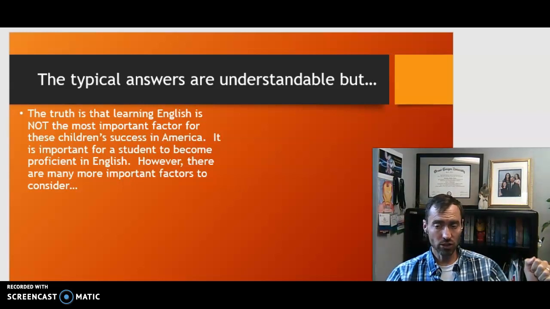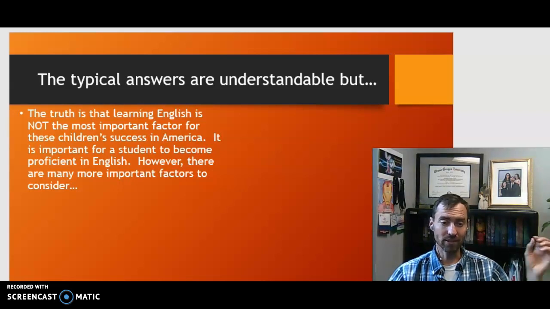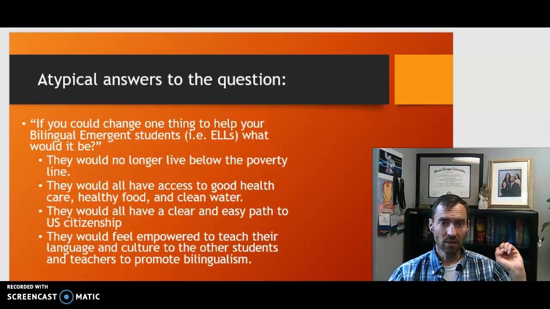We want them to learn English, but learning it as we often teach them, in terms of an immersion model, can actually do more harm than good. There are other factors that we need to consider as well. And this is where people are like, oh man, this gets a little heavy. So bear with me here.